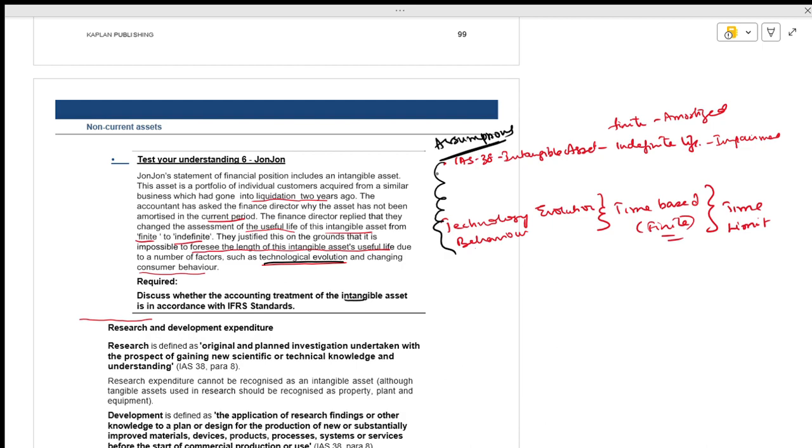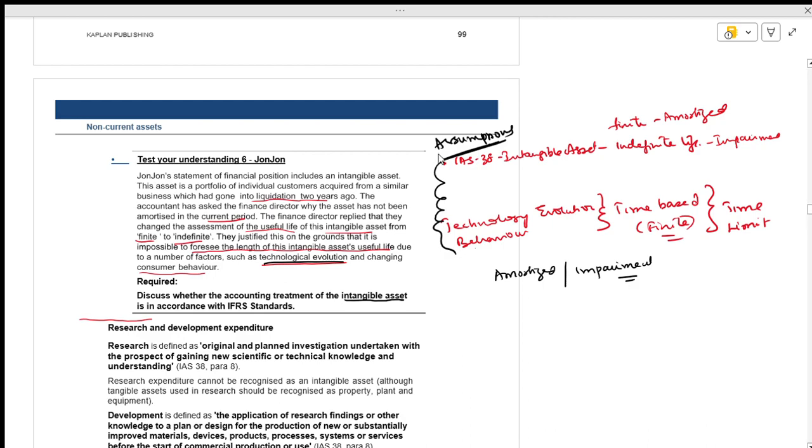Once we put all the things into consideration, we have to make a justification as per the intangible assets standard, IAS 38, and as per IFRS standards, whether it has to be treated as an intangible asset. If it is going to be treated as an intangible asset, whether it has to be amortized or it has to have an impairment. For this they will give you marks.